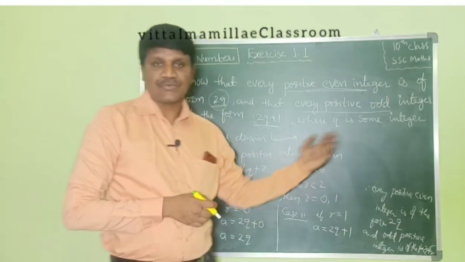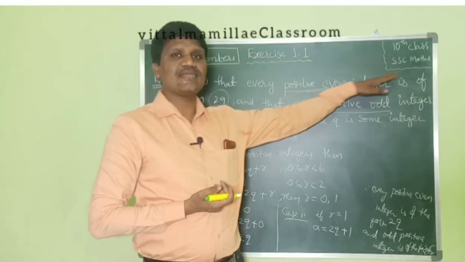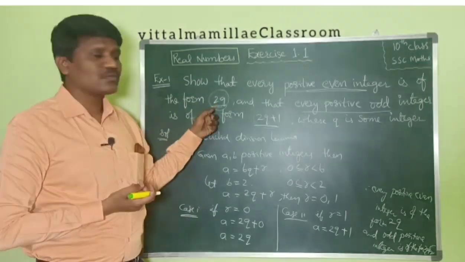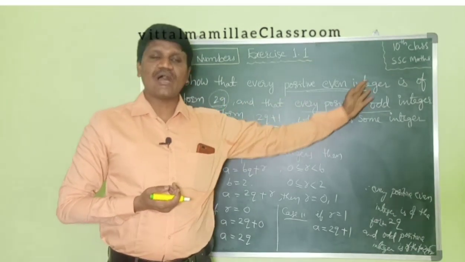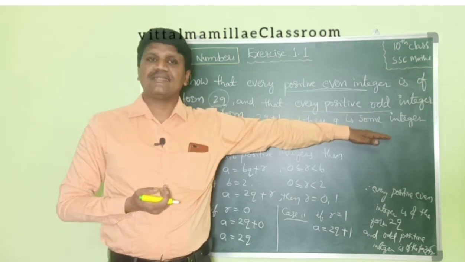So this is what we have shown. So what is the question? The question is: show that every positive even integer is of the form 2q, and that every positive odd integer is of the form 2q plus 1, where q is some integer.